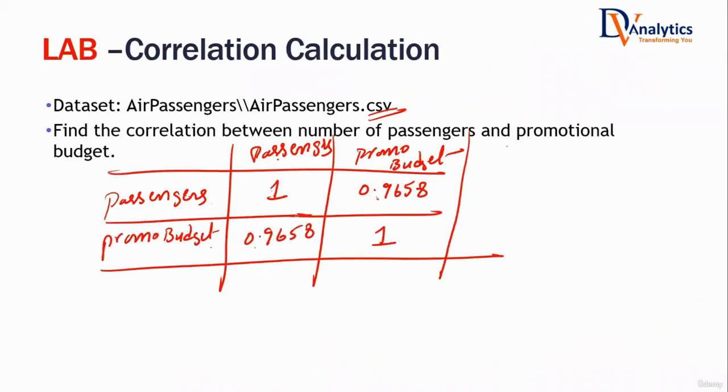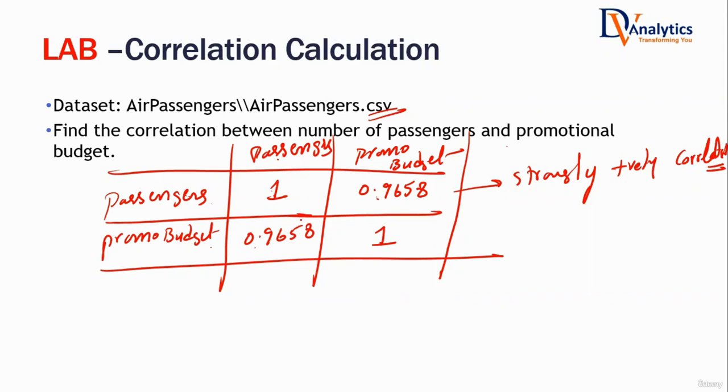If I ask you to give me a one-word answer, what is the correlation between passengers and promotional budget? Strongly correlated. It is 0.9658, which means it is strongly correlated. It's always a good idea to say whether it is strongly positively correlated or strongly negatively correlated, because some variables can be strongly correlated but negative sometimes. So these are strongly positively correlated. These are the two variables, passengers and promotional budget. I think we already guessed that they are strongly correlated, isn't it?